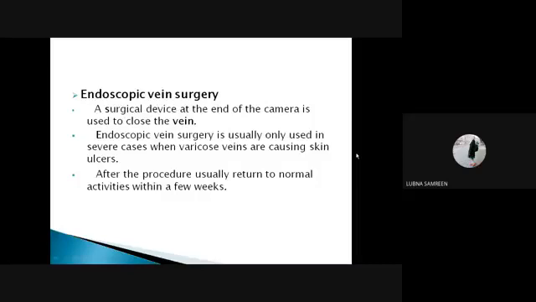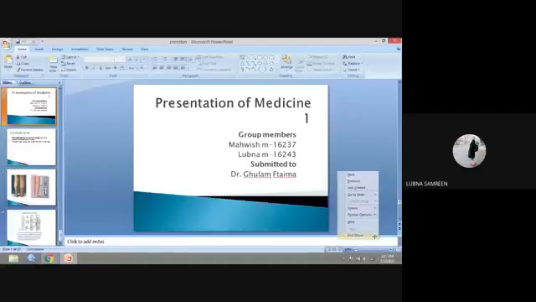Endoscopic vein surgery is a surgical device. At the end, a camera is used to close the vein.